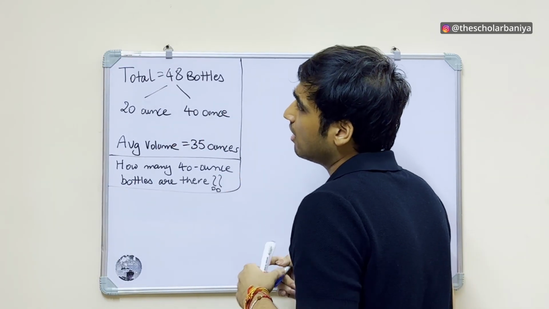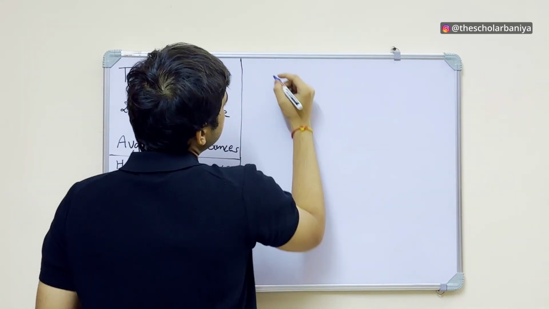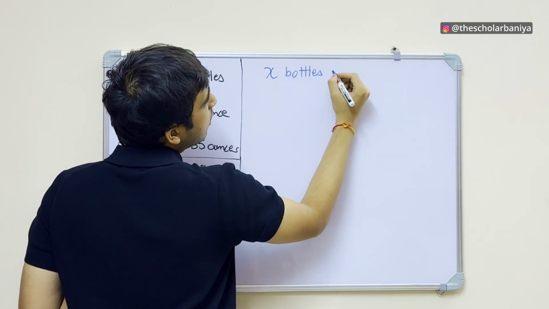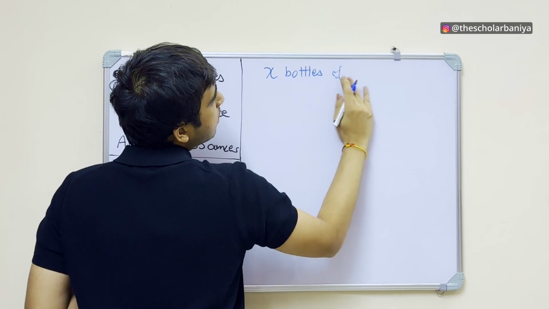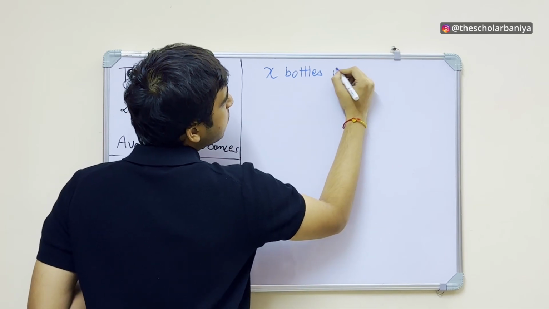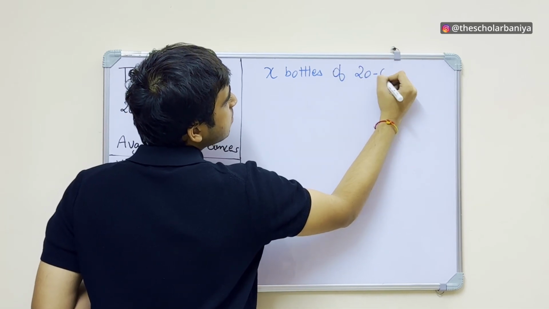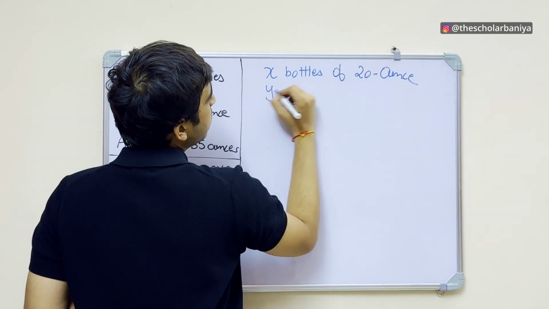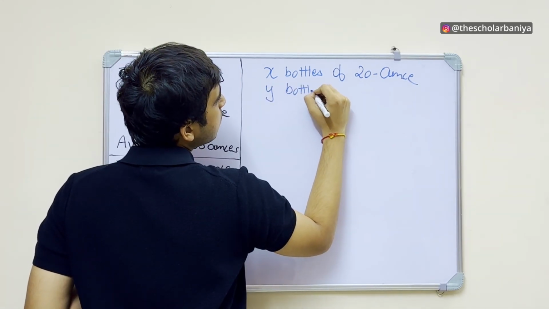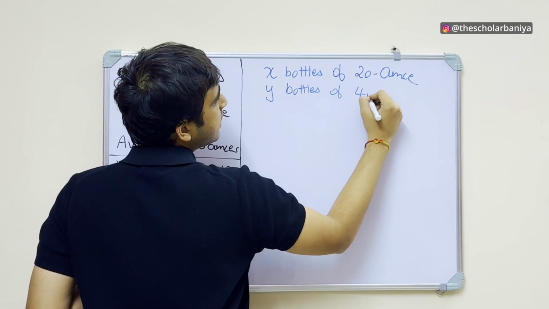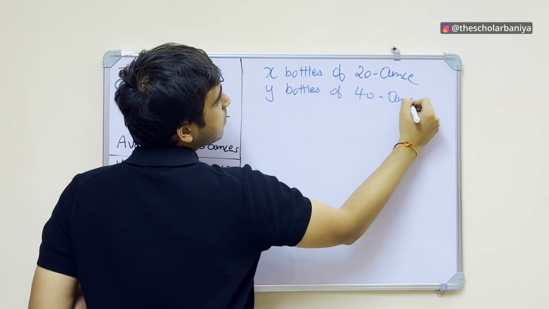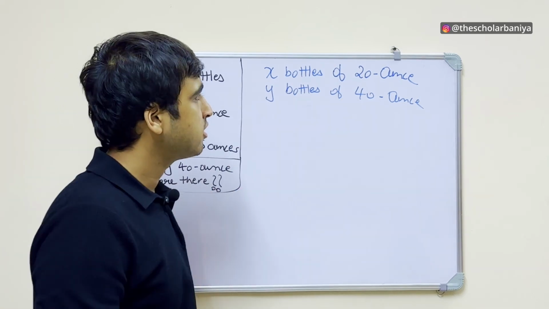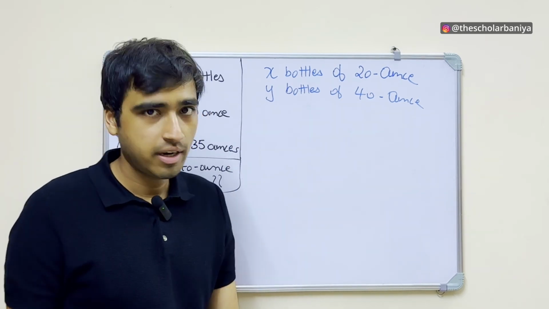What we do is, let's assume there are X bottles of 20 ounce, right? And there are Y bottles of 40 ounce. I hope this should be clear. So we have assumed that there are X bottles of 20 ounce and Y bottles of 40 ounce, right?